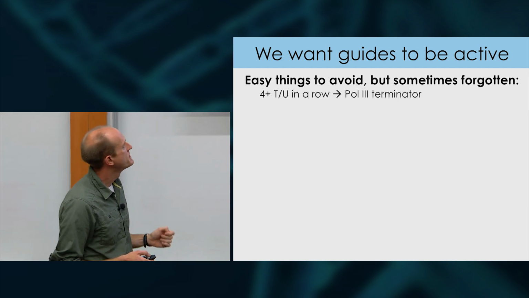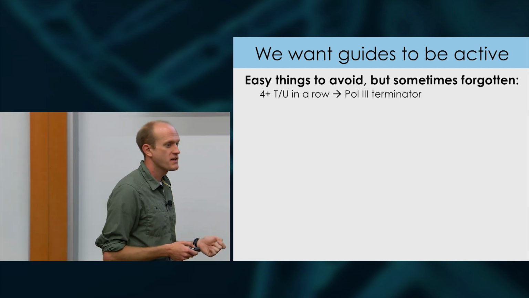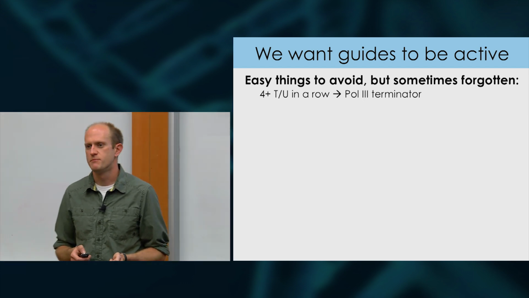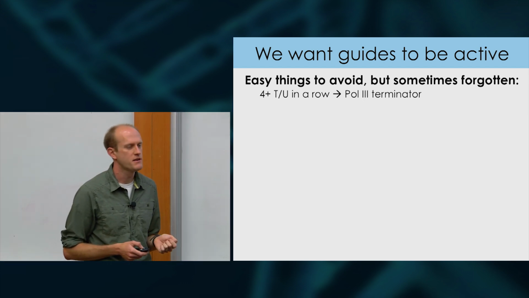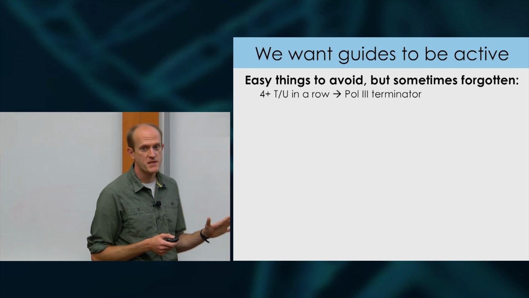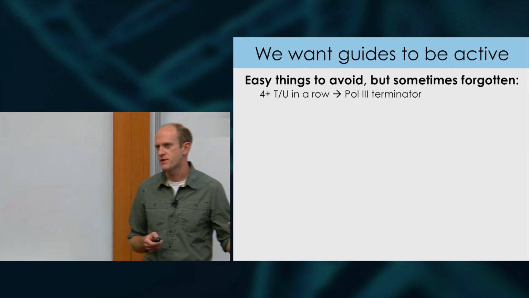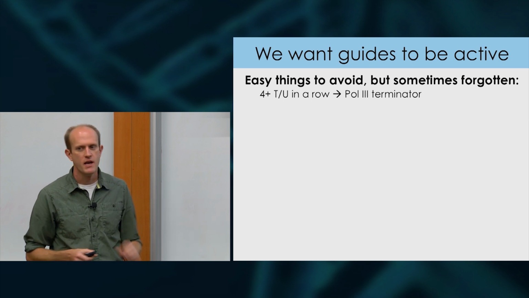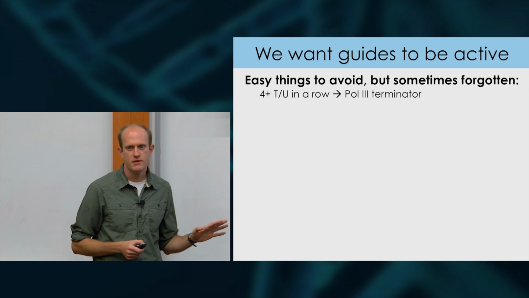The first one is if you're expressing a guide off of a plasmid, make sure that it does not have 4 T's in a row, because that's a terminator sequence. Okay? So if you try to make a guide off of a plasmid, not by IVT, which is what you're doing in the lab, and it contains 4 T's in a row, you'll never get that guide. It's not going to be transcribed.